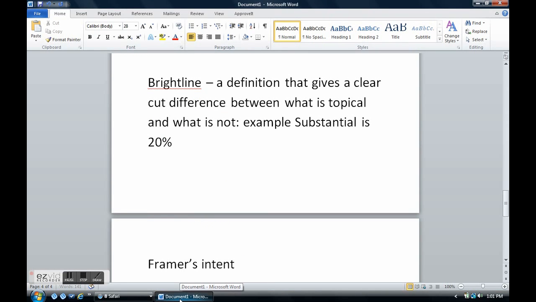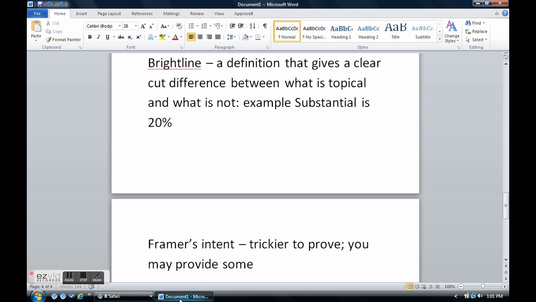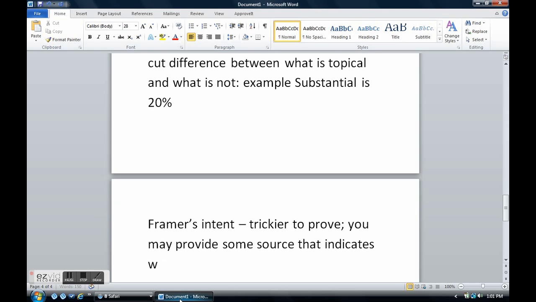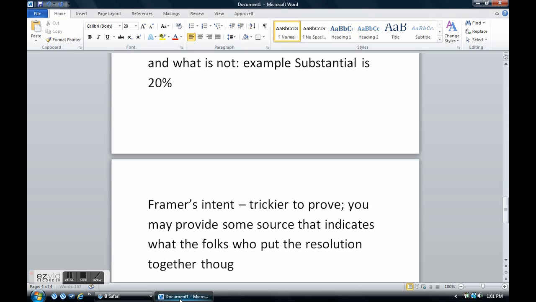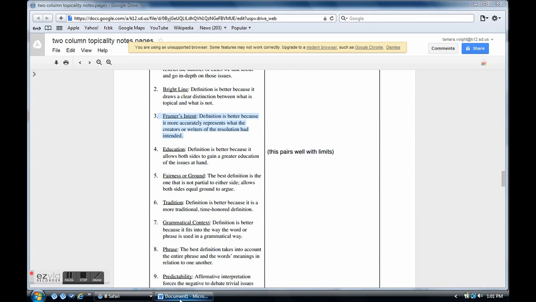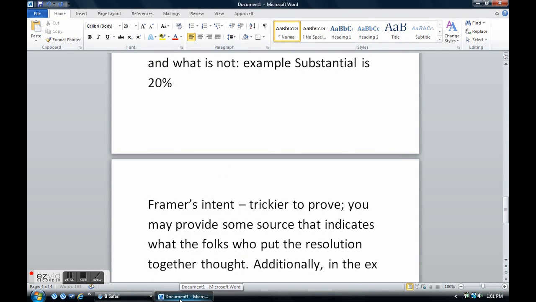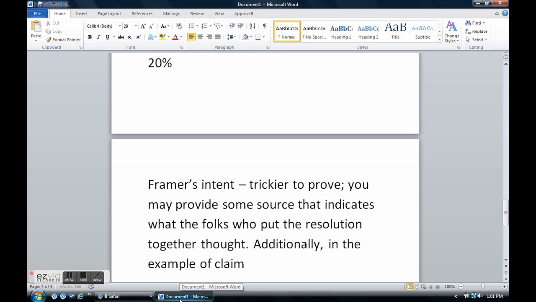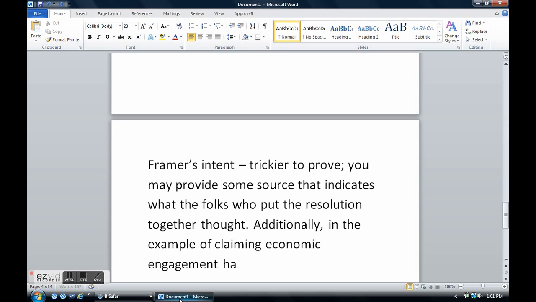Sometimes people will use information published from a journal that talks about what the people who wrote the resolution wanted us to debate about. But you could use this, for example, with the topicality, arguing that it has to be adversaries for economic engagement. If that's what the framers wanted us to talk about, they would not have included Mexico in the list of countries that we could address. So, framers' intent, again, just says that the definition that fits with what the folks who wrote the resolution wanted us to talk about is the definition we should stick with.